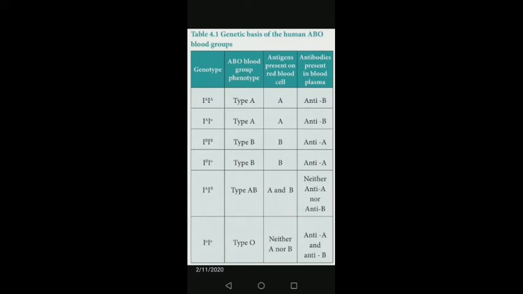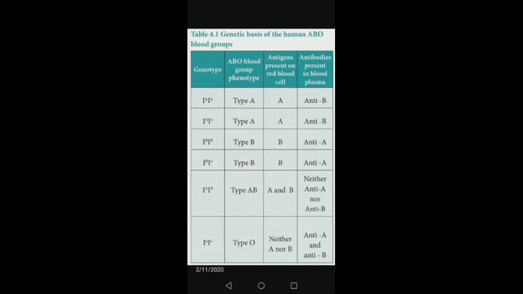In the first video we have discussed IA, IB. They produce transferase enzymes. We have seen what type of enzymes they produce. In that, the IB allele encodes the enzyme galactose transferase, which adds galactose to the precursor of the H substance. You may not understand this yet, just listen.